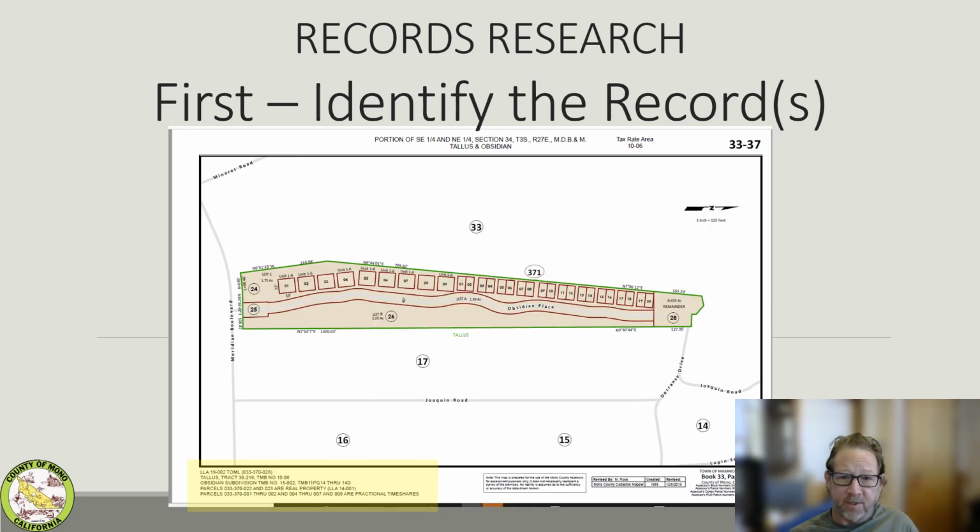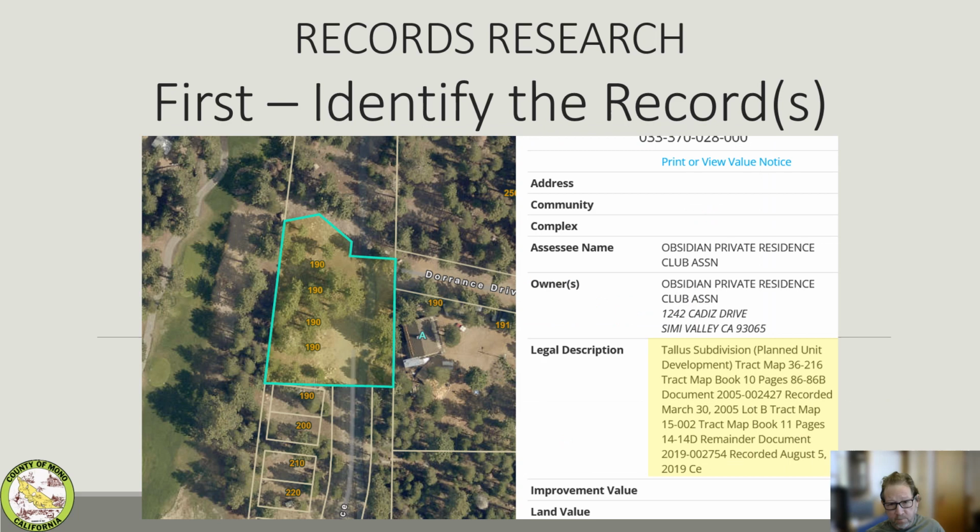Of course, another good source of records is the parcel map. And if you look at the parcel map here, you see there's 5 records identified. We're going to pull those. And another source of record is the parcel viewer. So we click on this parcel here, and voila, we find another record we could pull.